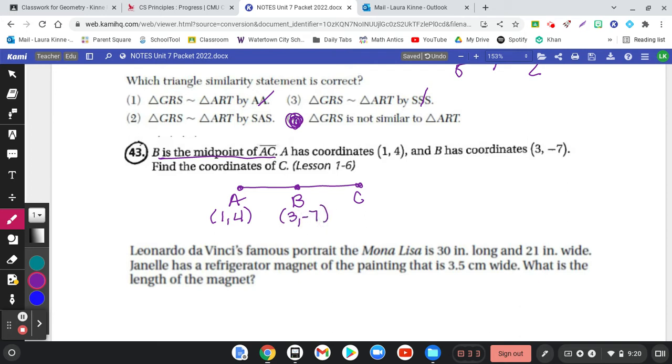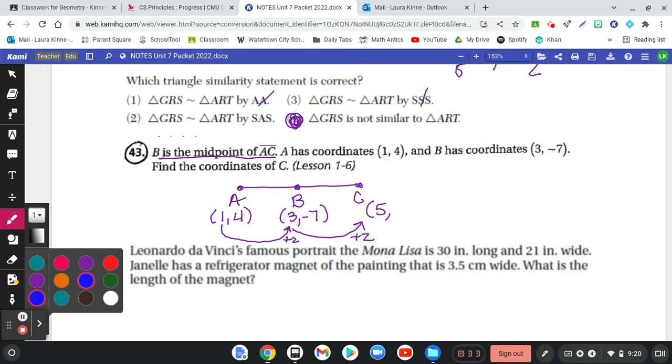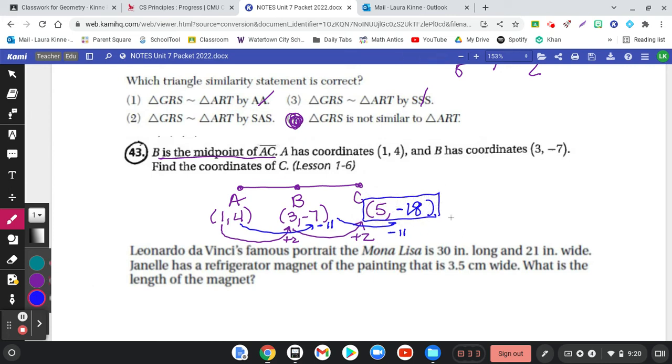Now, a lot of times, if it's the midpoint, you just add them and divide by 2. But you're looking for this other side. So figure out what you do to get from your x to your x. We'd have to add 2. So 3 plus 2 is going to give me 5. And then do the same for your y's. To get from 4 to -7, we'd go down 11. So -7 minus 11 is going to put us at -18. So there's your coordinates of C. Could also use graph paper.